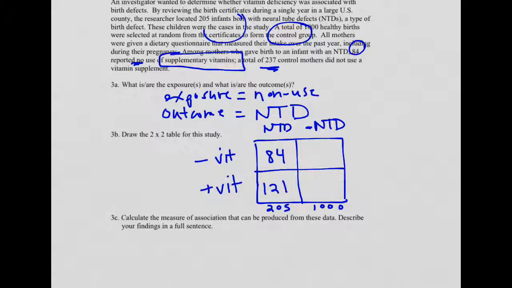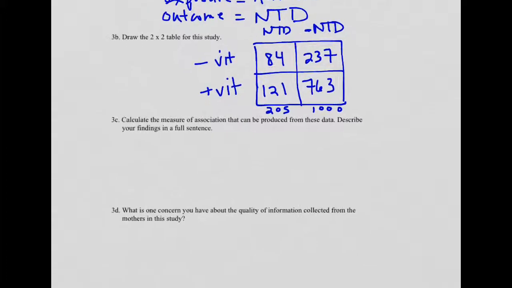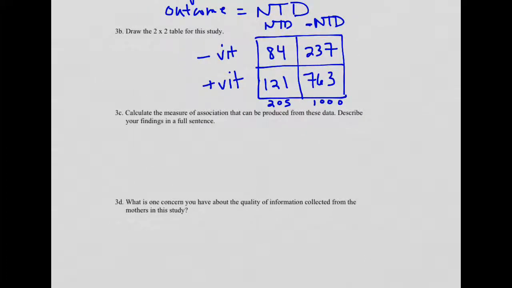237 of the control moms did not use a vitamin, and 763 reported did use a vitamin. So that's our 2 by 2 table. So then calculate the measure of association that could be produced from these data. So again, case control studies, we always calculate an odds ratio. We cannot calculate a measure of relative risk because we don't have incidence. And if you remember, our formula for odds ratios is AD over BC.